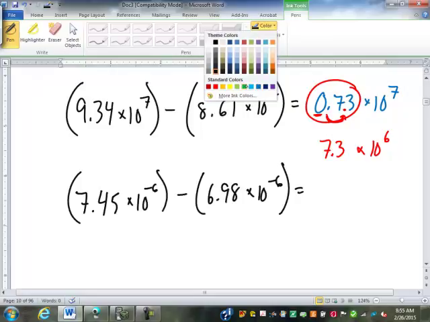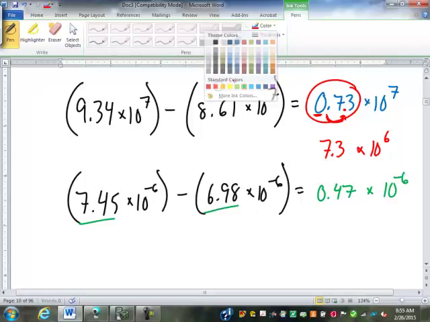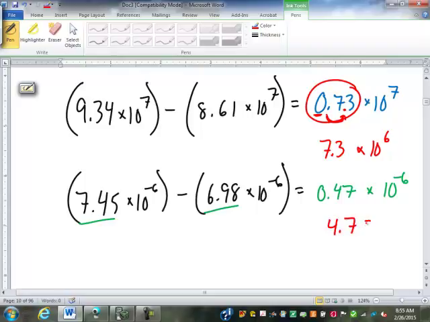So, talk me through this one. What did I do? Okay, 7.45 minus 6.98 is 0.47 times 10 to the negative 6. We keep the same name. Where'd the negative 7 come from? Negative 6 minus 1 is negative 7. Gotta be careful with the negatives. Those negatives are going to try to bite you.